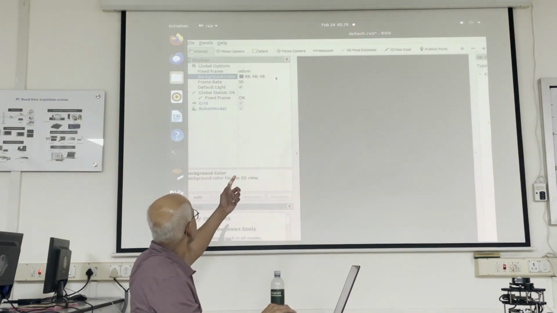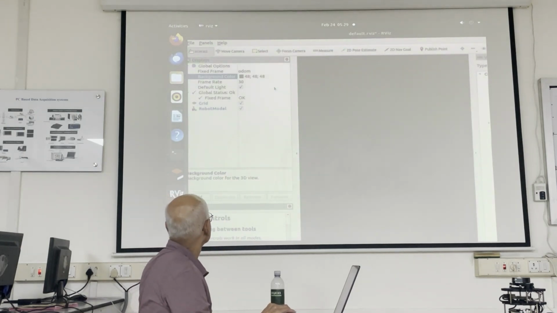Something happens when I do that color change. Sometimes it works, sometimes it doesn't. Background color.